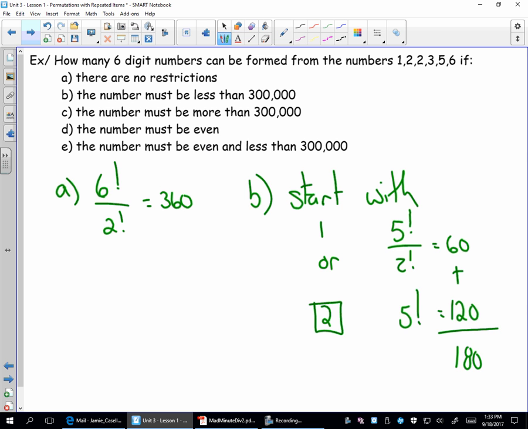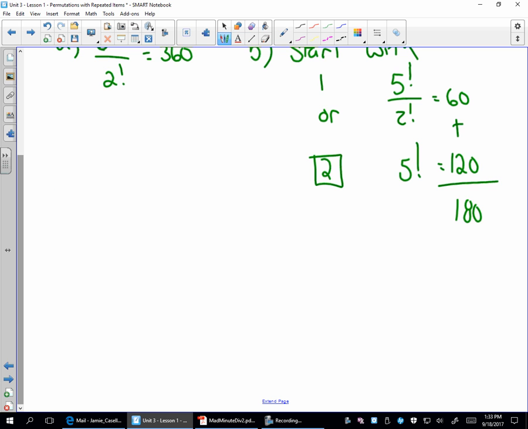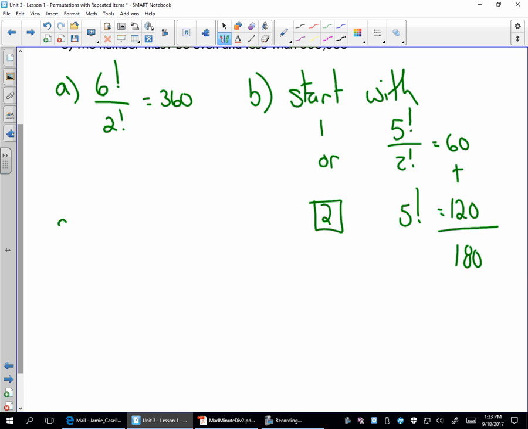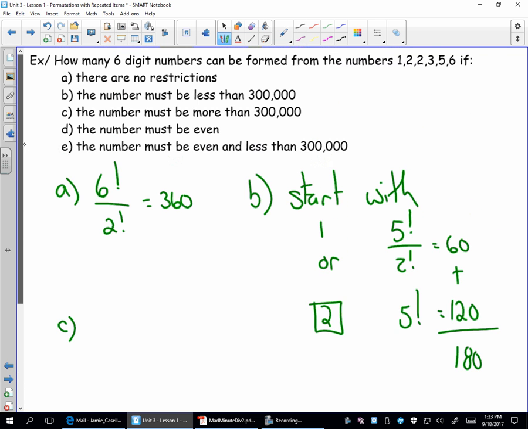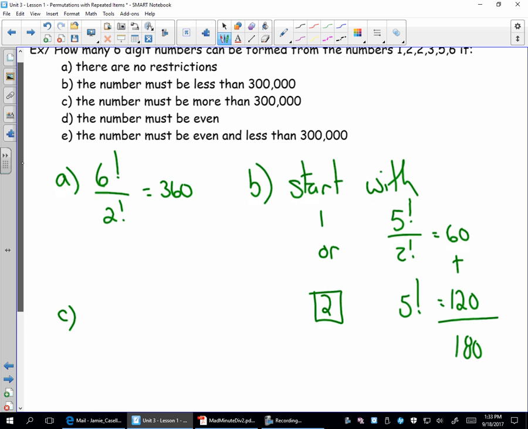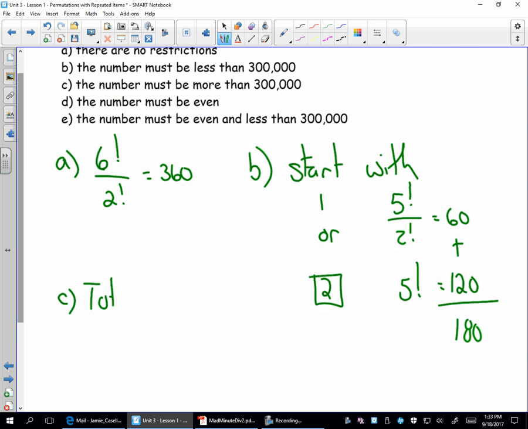What about more than 300,000? Well, there's 2 ways we can go about this one. I could start the same way and say, what could I start with? A 3 or a 5 or a 6? Or I can think about my complement. My total minus less than 300,000 will be left with ones that are more than 300,000. It's not possible to get exactly 300,000 in this question, so these 2 things are complements to each other. In other words, 360 minus my 180 means there are 180 ways of getting more than 300,000. Let's try D. It must be even.